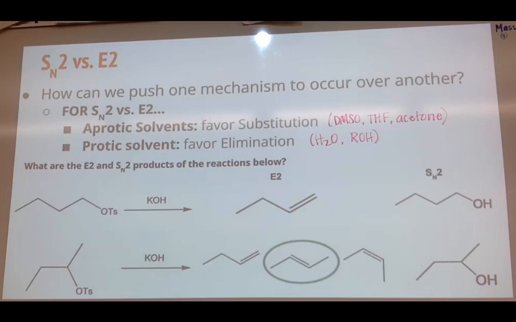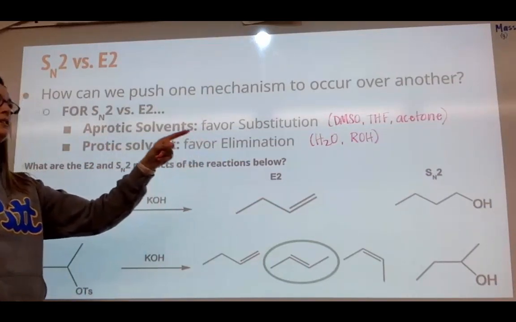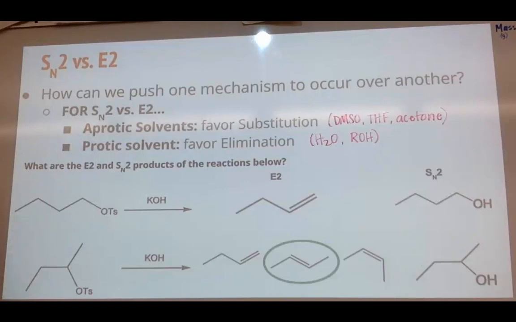So if we have a strong nucleophile, strong base, because they're one and the same, like potassium hydroxide, if we want to push substitution to occur over elimination, we just use an aprotic solvent. Use an aprotic solvent, now you're going to have SN2 as your major product. So what we could do, we add methanol for this first one. Methanol is a protic solvent. Now we're favoring the elimination product. So now instead of having both products, if we add a solvent in there, we're favoring one over another.